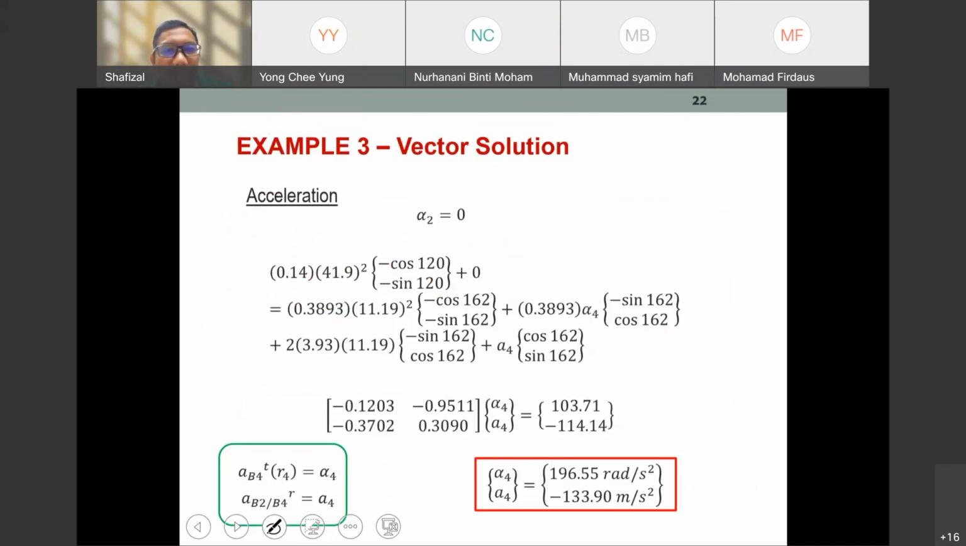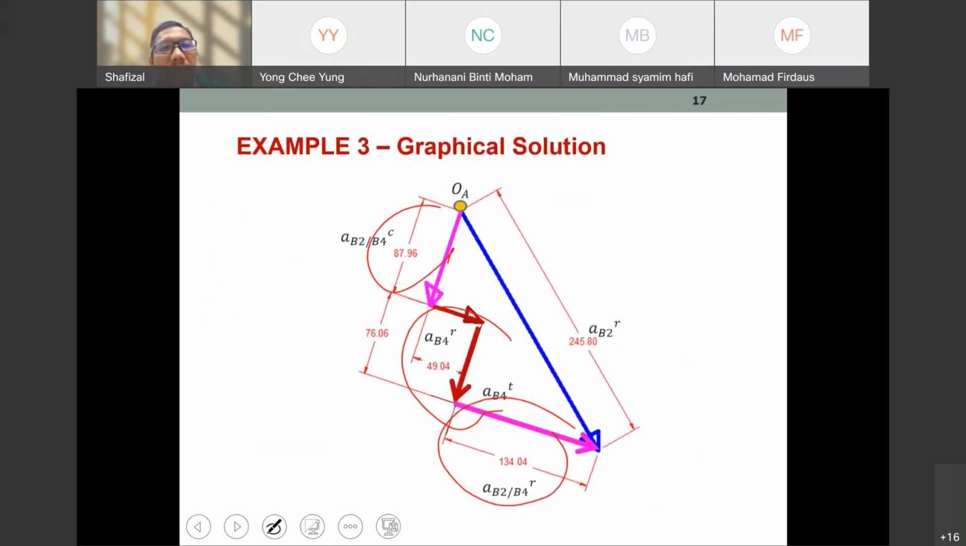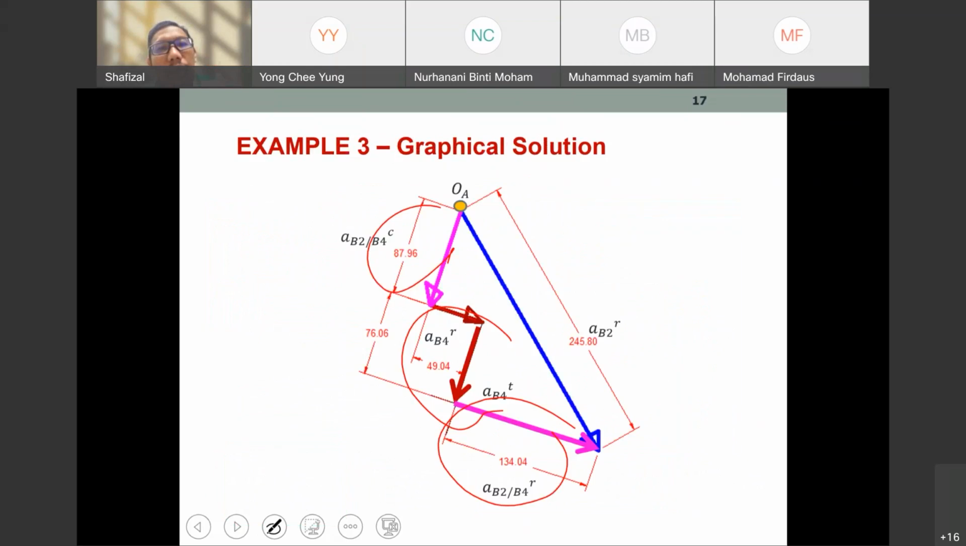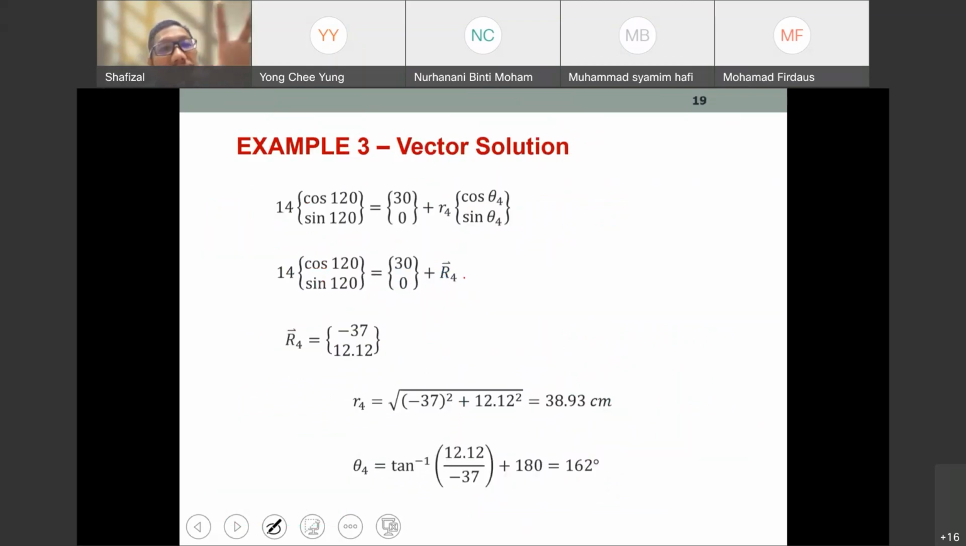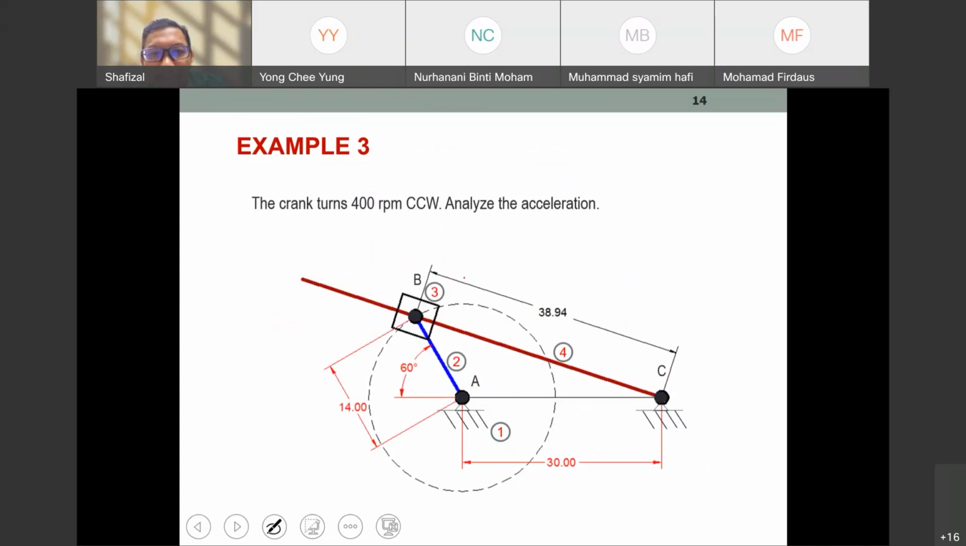Okay, that's it. So for this case, if you look at these problems, you have the solutions from the graphical solution and also the vector solution, and you can try one more method using the diagrams, using a circuit diagram. Okay, using circuit diagram, then make sure that the diagram should be similar to the circuit diagram.